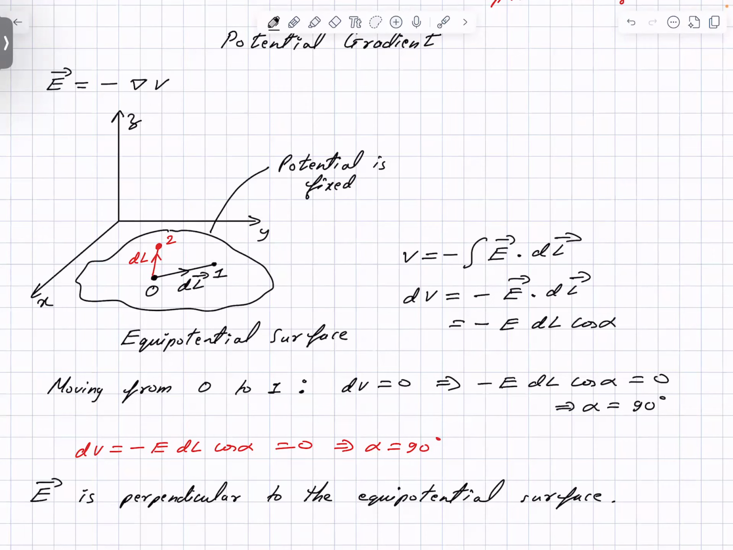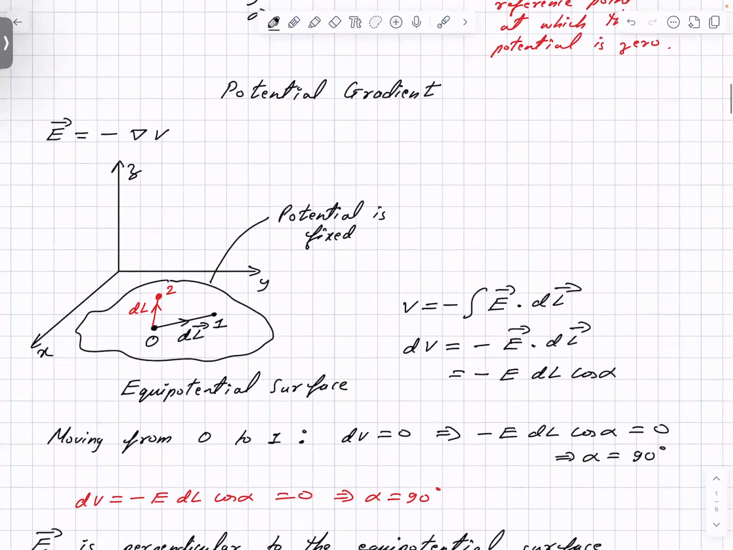Okay. Any question? All right, that's one important point to remember. Electric field intensity is normal to the surface where potential is constant.